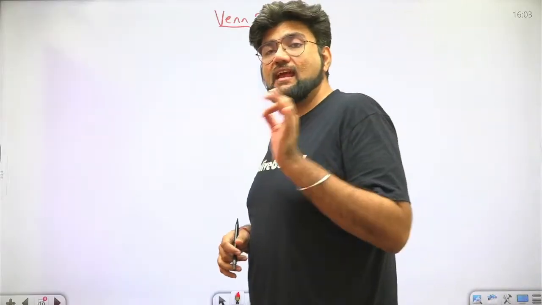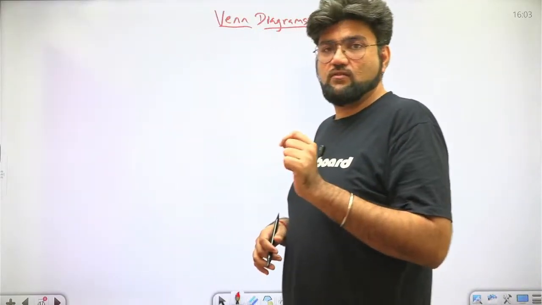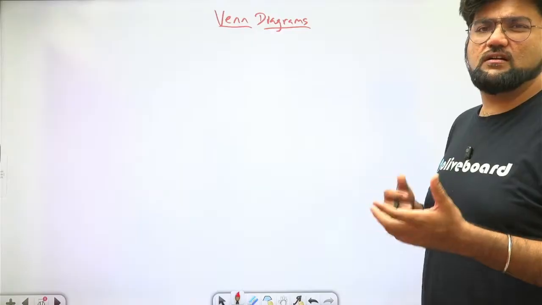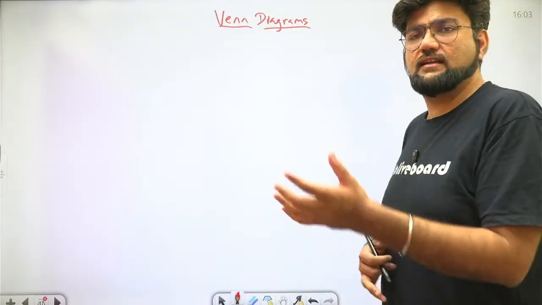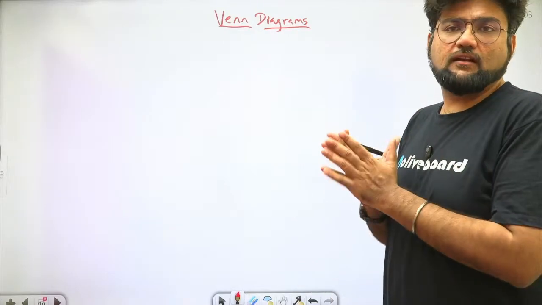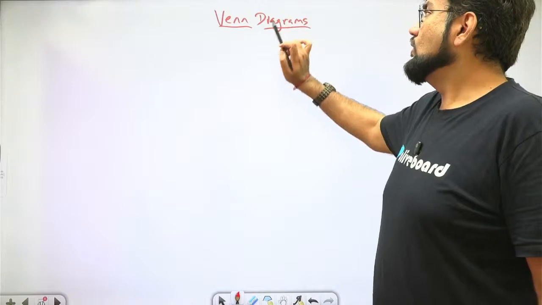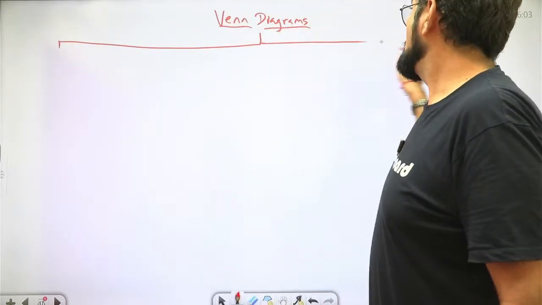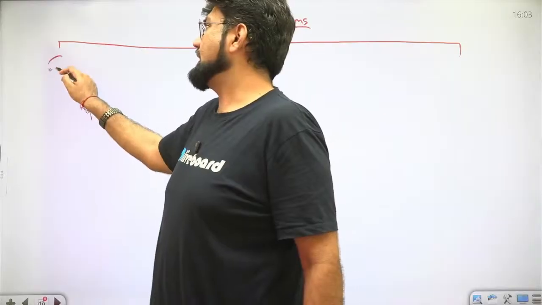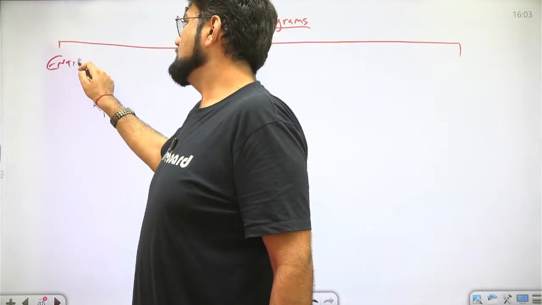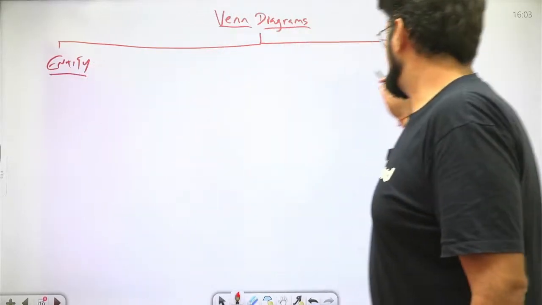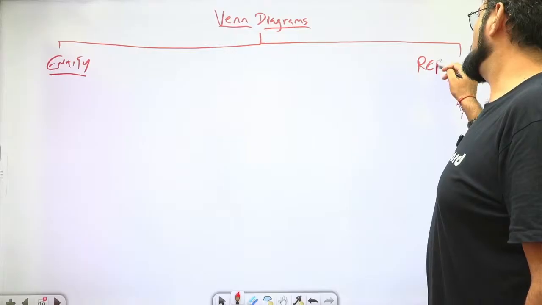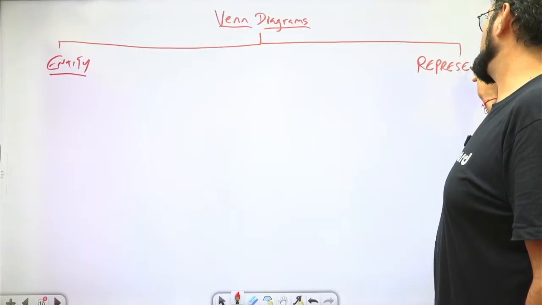We represent every element with closed figures, polygons or closed figures, that is circles, squares, rectangles, triangles, anything, and you depict the relationship between them. Now, when I talk of Venn diagrams, you will come across two major types of questions. One is the entity-based Venn diagram. The other one is known as the representative-based Venn diagram. What is the difference between the two? Let me just clarify that for you.